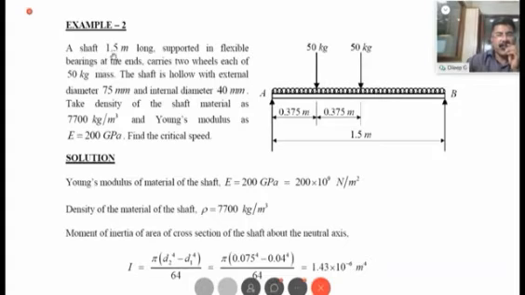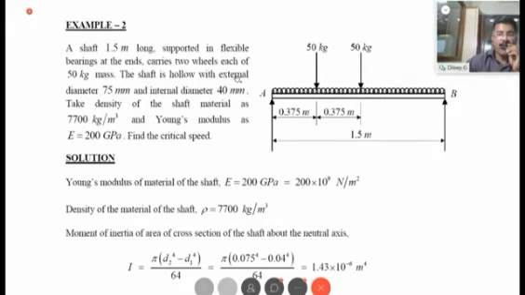There is a shaft 1.5 meter long, supported in flexible bearings. I told you, if they are short bearings or flexible bearings, the shaft must be assumed to be simply supported at both ends. This is a flexible bearing, so we can consider it as simply supported. It carries 2 wheels each of 50 kilogram mass. Two wheels are attached to this shaft, and the mass of each is 50 kilogram.